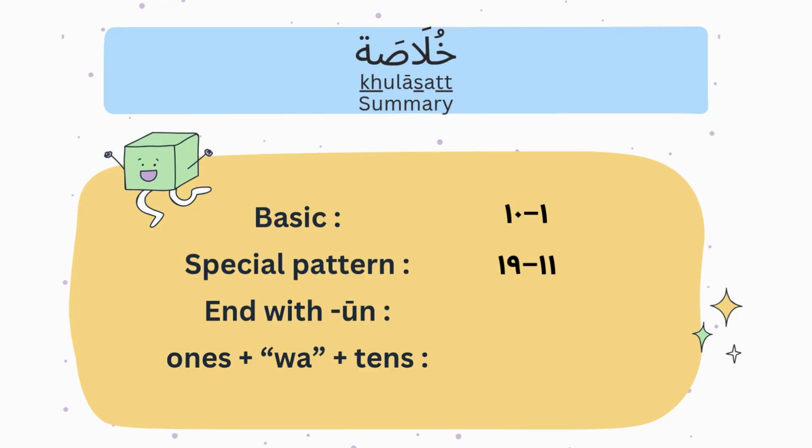And when you get to the multiples of 10, 20, 30, 40, and so on, they end in the sound un. And for compound numbers, for example, 34, we use ones plus wa plus tens. Very simple, right?